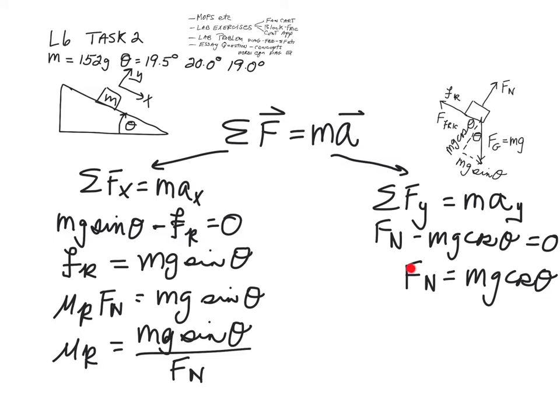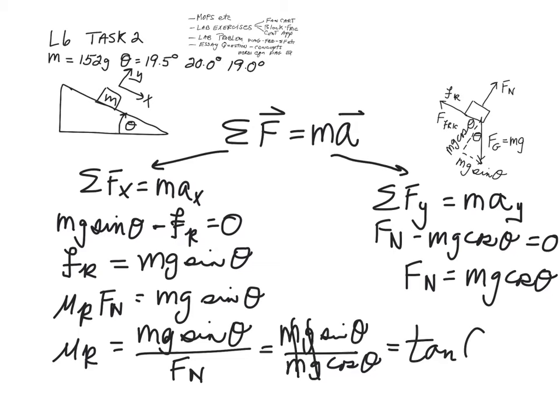So now I can substitute this in here for Fn. And what do we get? We get mg sine theta over mg cosine theta. m over m is 1. g over g is 1. And there's the answer, but sine over cosine is tangent, so we can simplify this to tan theta. And out of all of that algebra comes a very simple solution, that the coefficient is the tan of theta.